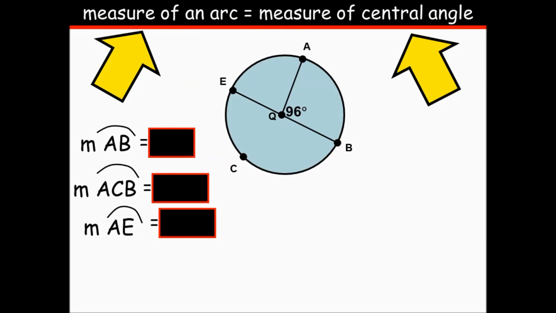The measure of an arc is equal to the measure of its central angle. The central angle for arc AB is angle AQB, which is otherwise known as BQA. The measure of central angle AQB is 96 degrees. Therefore, the measure of arc AB is 96 degrees.